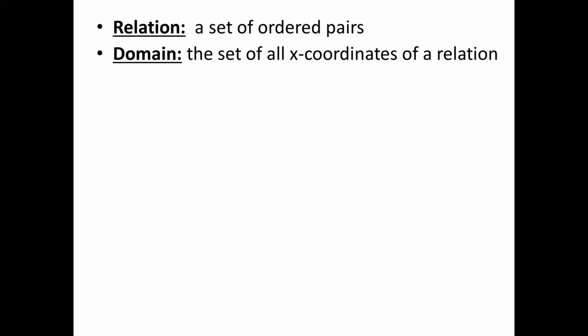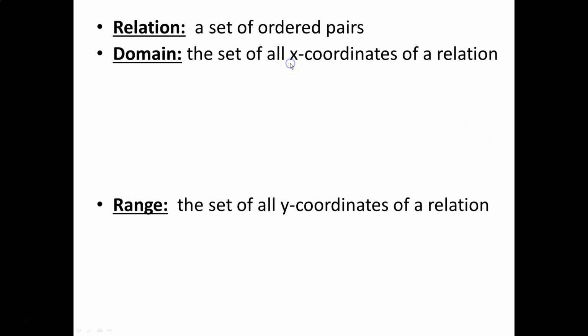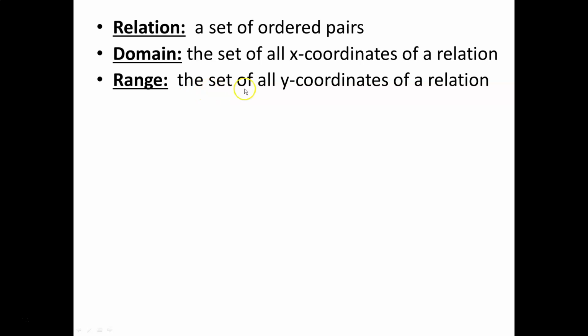All right. So a relation is a set of ordered pairs. The domain is the set of all x coordinates of a relation, and the range is the set of all y coordinates of a relation. So if you have trouble remembering which one is the domain and which one is the range, remember D alphabetically comes before R, X alphabetically comes before Y. So they go in alphabetical order.